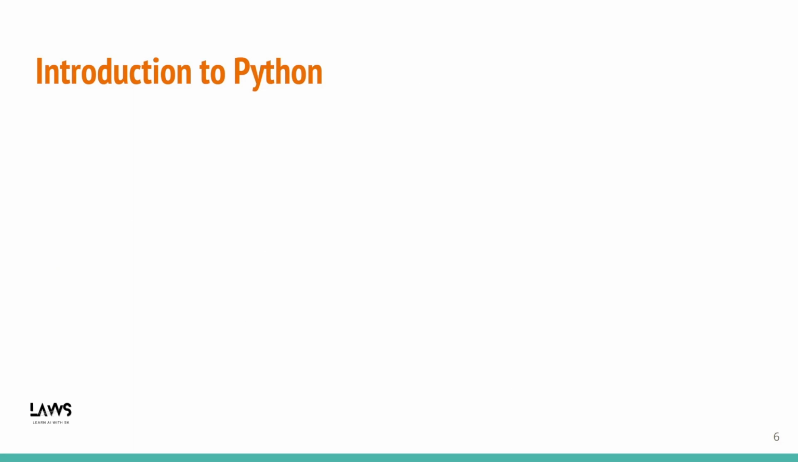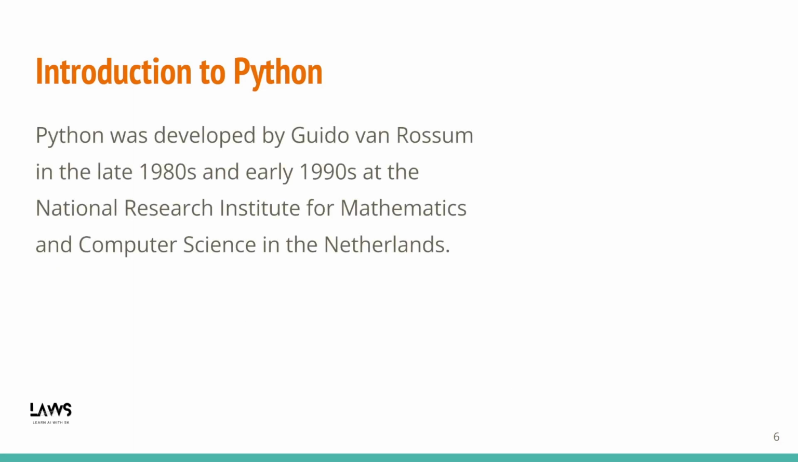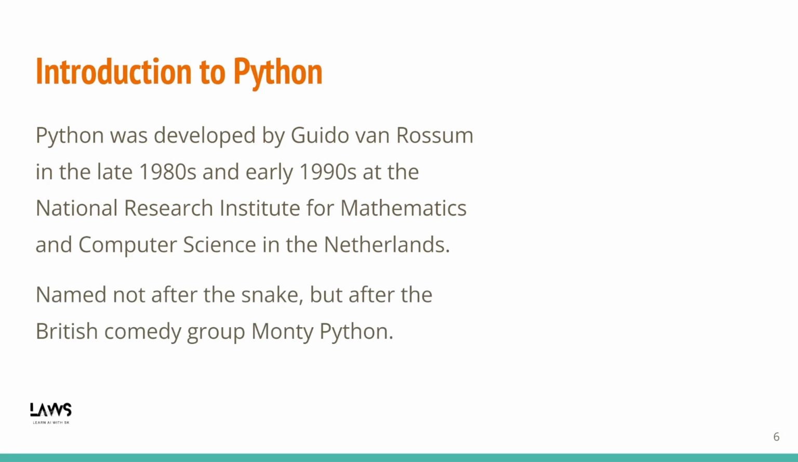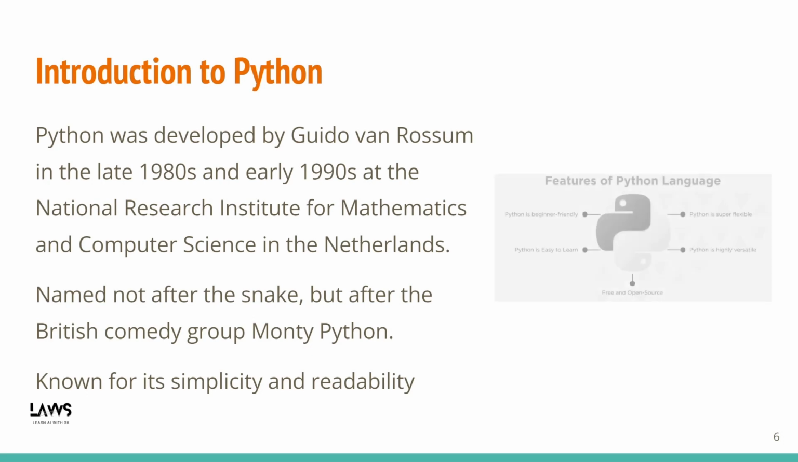So introduction to Python. Python was developed by Guido van Rossum in the late 1980s at the National Research Institute of Mathematics and Computer Science in the Netherlands. Python is heavily known for its simplicity and readability. We have lots of advantages in the Python language.